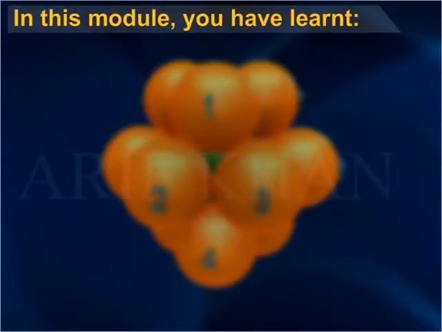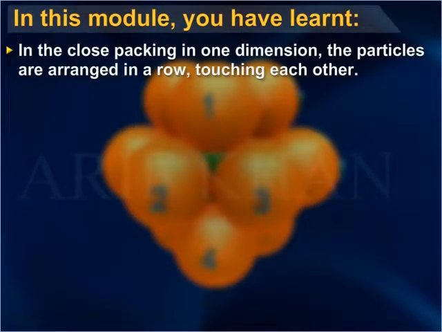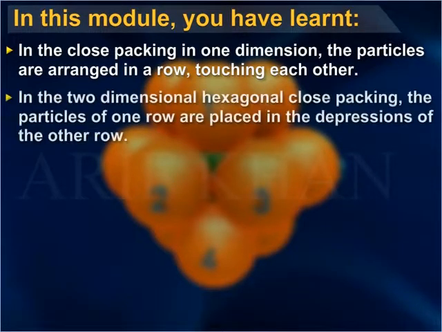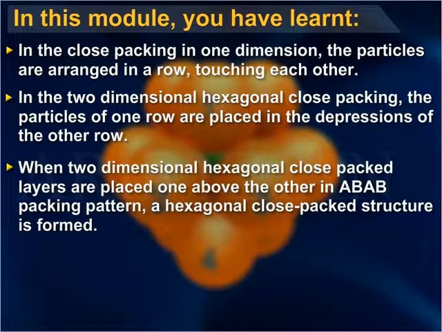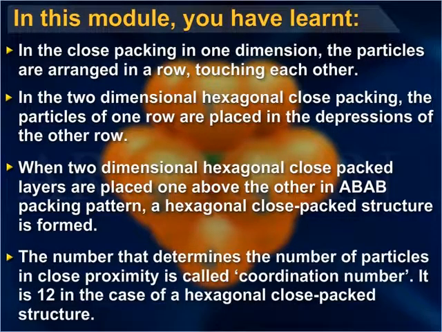In this module, you have learnt, in the close packing in one dimension, the particles are arranged in a row touching each other. In the two-dimensional hexagonal close packing, the particles of one row are placed in the depressions of the other row. When two-dimensional hexagonal close packed layers are placed one above the other in ABAB packing pattern, a hexagonal close packed structure is formed. The number that determines the number of particles in close proximity is called coordination number. It is 12 in the case of a hexagonal close-packed structure.